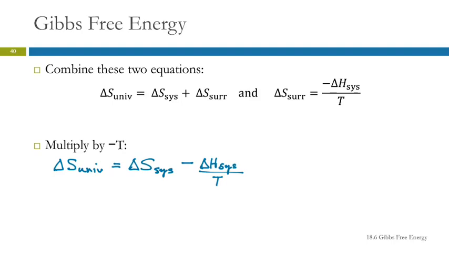You okay with that? Again, this is one of those derivations that I'm not going to make you reproduce, but I think it's helpful to see that these equations aren't coming out of nowhere. So then I've got a hint to myself, multiply by negative T. Okay, so that would give us negative T delta S of the universe is negative T delta S for the system. And then multiplying this by negative T would give us plus delta H for the system. Did I do that right?